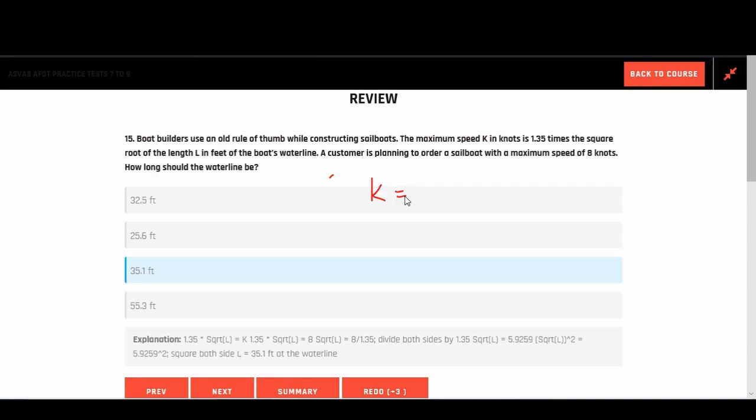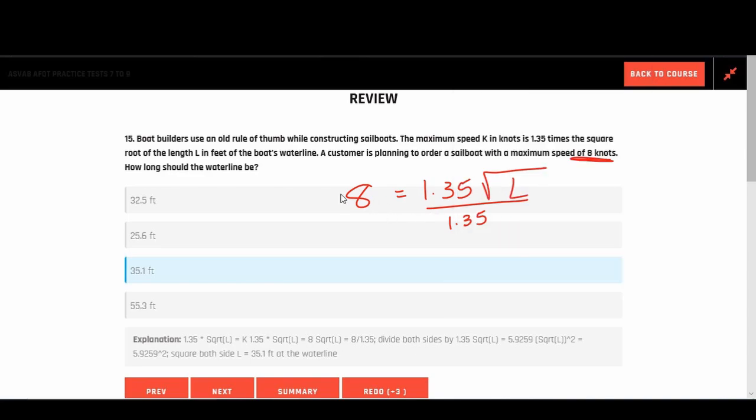K equals 1.35 times the square root of the length L. Okay? And then this becomes a pretty easy problem to work on. Again, we're solving for L. We're asked how long should the waterline be. So the first thing I'm going to do is divide both sides by 1.35. Oh, wait a second there. We're told how many knots they want. They want a maximum speed of 8 knots. So instead of K, we can put 8. That's told right there.